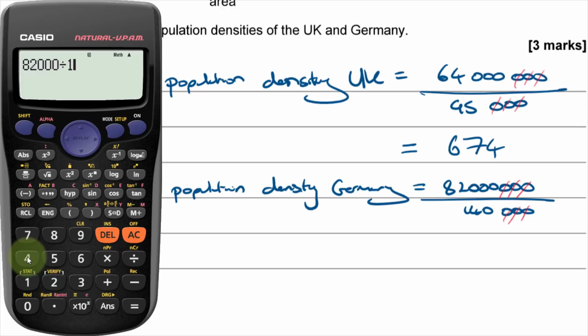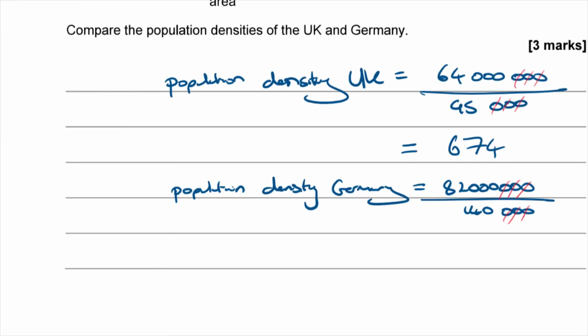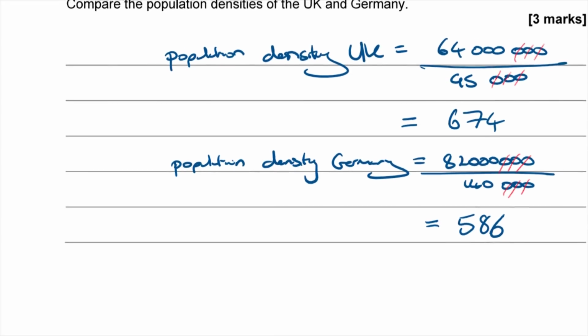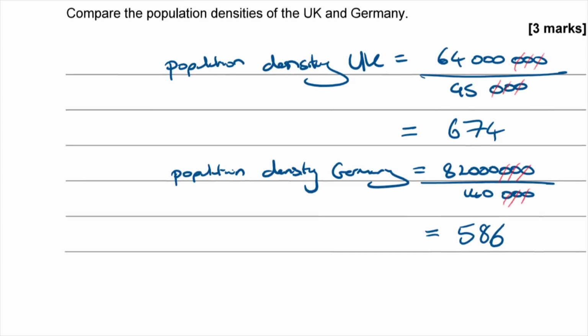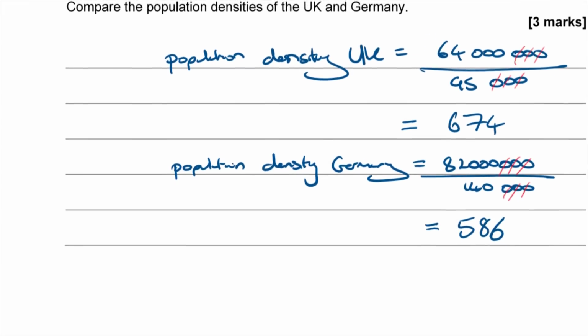82,000 divided by 140. Again, I'm just going to round that off to 3 significant figures. So that's going to be 586. So there's roughly 586 people living in every square kilometre of Germany. So you can see that the UK has a slightly higher population density than Germany then, doesn't it?